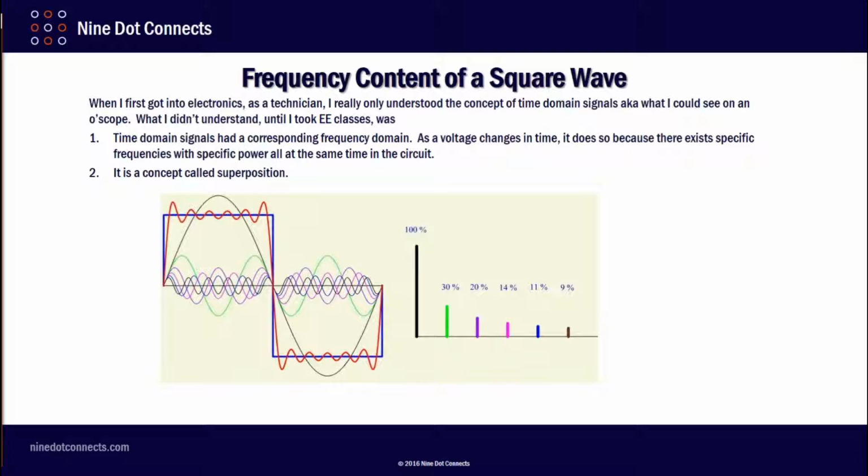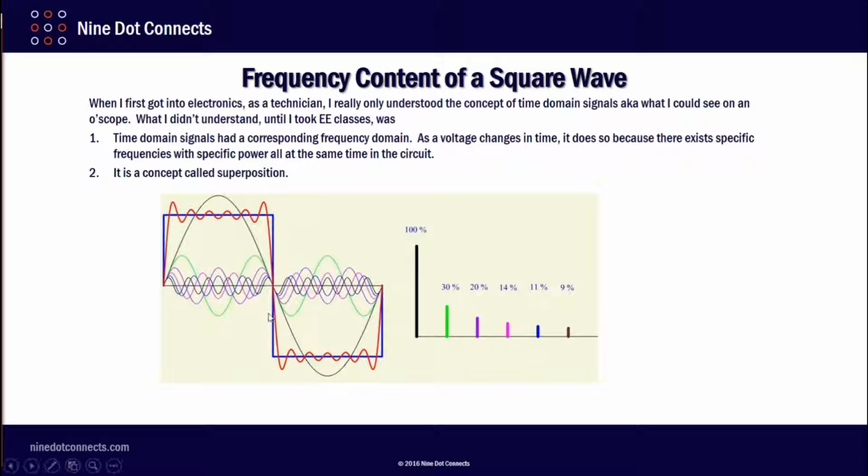When I first got into electronics as a technician, I really only understood the concept of a time domain signal. In other words, what I could see on an oscope. What I didn't understand until I took EE classes was that time domain signals had a corresponding frequency domain. As a voltage changes in time, it does so because there exist specific frequencies with specific power all at the same time in that same circuit. It's a concept called superposition.